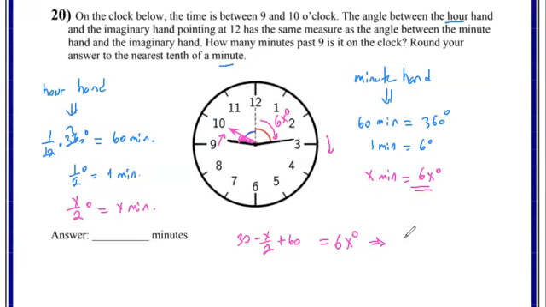So you can get 90 equals 6x plus x/2. That would be 13/2 x, which is basically, if you multiply by 2, you get 180/13 is equal to x, right? So if you divide 180 by 13, you will get about 13.8. So that's going to be the answer.